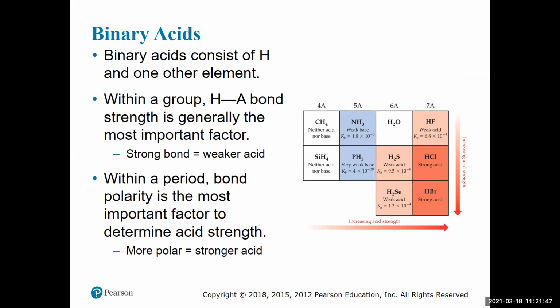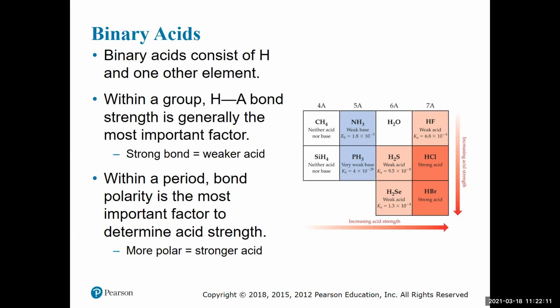So for binary acids, and we define binary acids as hydrogen and then one other element. If we look at the periodic table, there are two trends that you should be familiar with. One is the acid strength increases as you go from top to bottom in a column, and then it increases as you go left to right in a row.